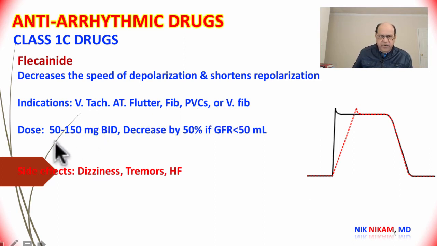It is given in a dose of 50 to 150 milligrams twice daily, and it should be decreased by 50% if the GFR is less than 50 ml. Some of the side effects include dizziness, tremors, and worsening of heart failure.